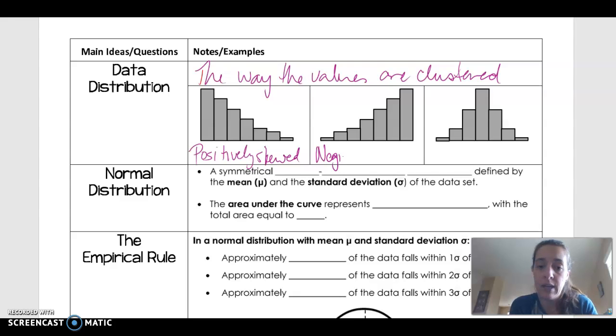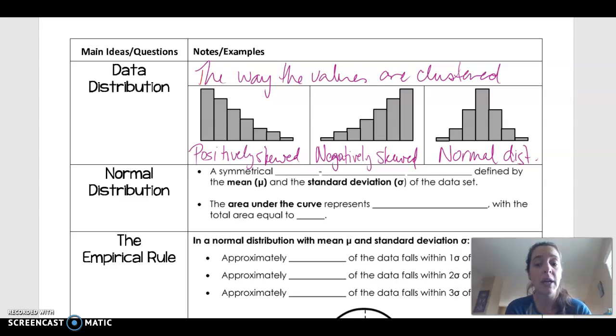Negatively skewed. Since the tail is going more towards that negative side, that's going to be our negatively skewed. This third and final one is one we're really going to talk about. This is a normal distribution.